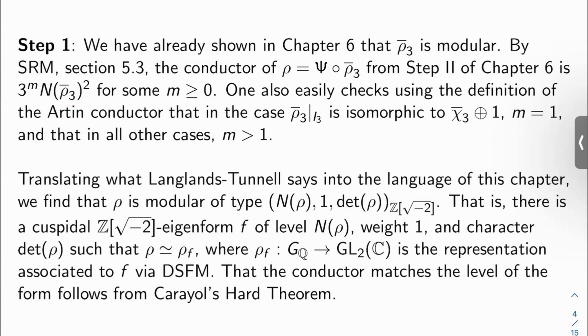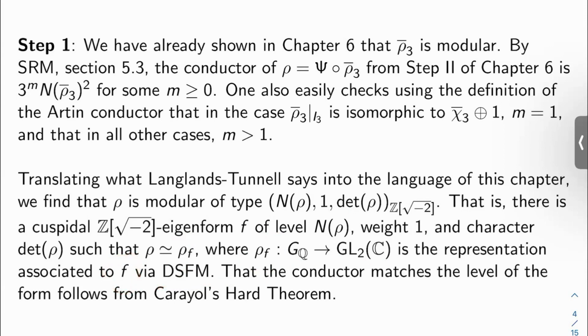And you can check using essentially just the definition of the Artin conductor that in the case rho bar 3 is isomorphic to the mod 3 cyclotomic character direct sum trivial character, m must be 1. And in all other cases, m is bigger than 1. So if you translate what Langlands' tunnel actually says into the language of this chapter using the Serre result, you find that rho is modular of type the conductor of rho, 1, character that rho over Z adjoin root -2, meaning there's a cuspidal Z adjoin root -2 eigenform f of level the conductor of rho, weight 1 and character determinant of rho such that rho is isomorphic to rho bar f, or to rho f, where rho f from G_Q to GL2(C) is the representation associated to f via Deligne-Serre.